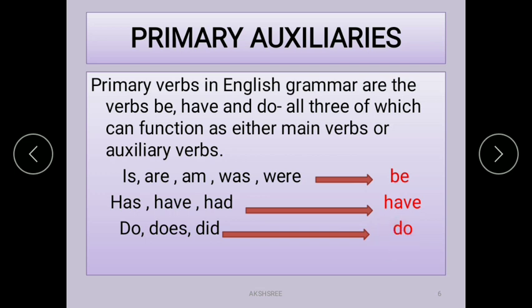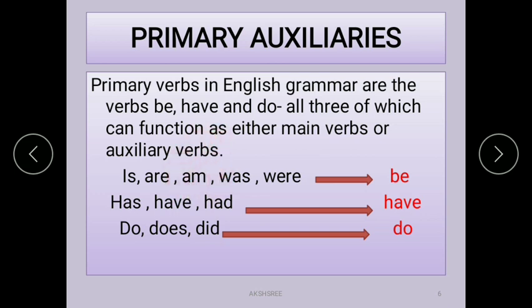Here the main primary auxiliary verbs are is, are, am, was, were, has, have, had, do, does, did. It will be very easy to remember when we study in this order: is, are, am, was, were, has, have, had, do, does, did. In this itself, we can see the primary auxiliaries that can be used with singular nouns and plural nouns in past tense and in present tense. Here, is is used with singular nouns, whereas are is used with plural nouns. Am usually accompanies I: I am.